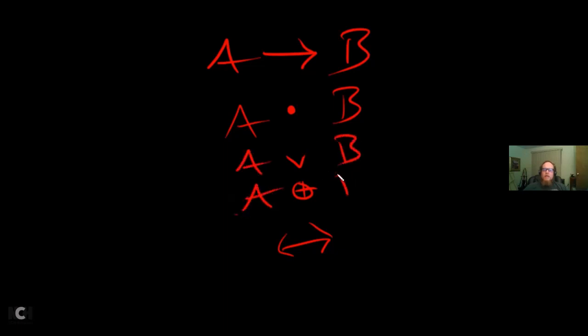For all these, you can have if A then B. This would be A and B. This would be A or B. This would be A XOR B. This is A if and only if B. Okay, and I'll put those up there again.